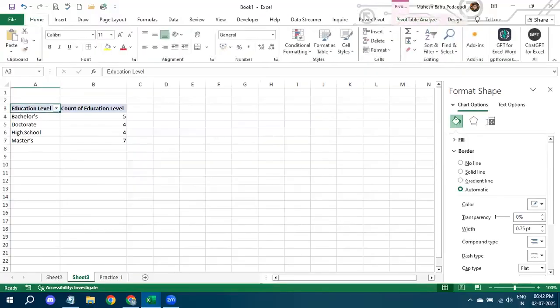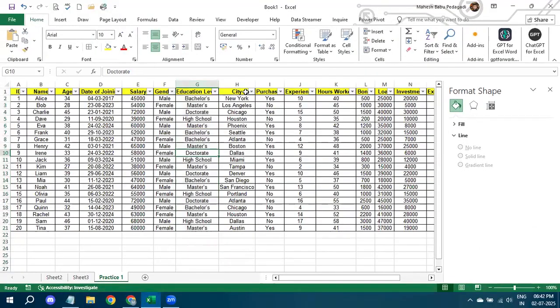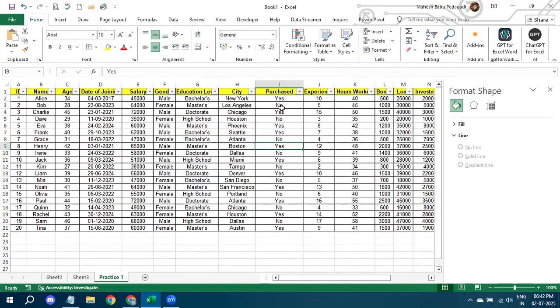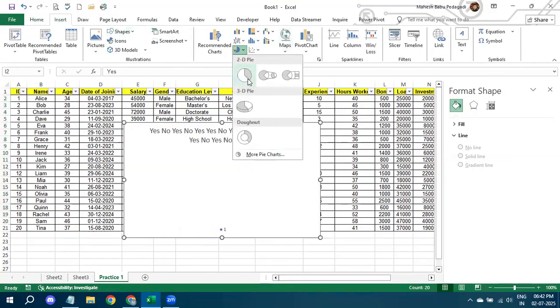Okay, perfect. Next. Now, city. I want to see the contribution of how many Is and how many Ys are there. What is the percentage? There is a column called purchased. I want to see the percentage of contribution. Which chart will I use? Pie chart. Perfect. I will use the pie chart.